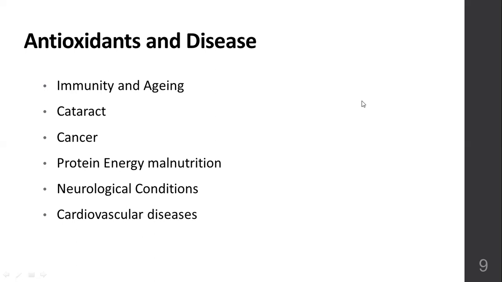All the cancer patients, in their blood serum level, there has been seen a deficiency of some or the other forms of antioxidants. Then protein energy malnutrition seen in children, like edema is seen in kwashiorkor, marasmus, and marasmic kwashiorkor. These are the three different types of protein energy malnutrition.